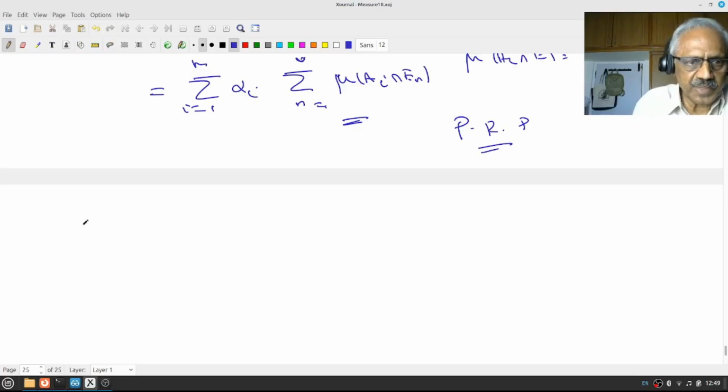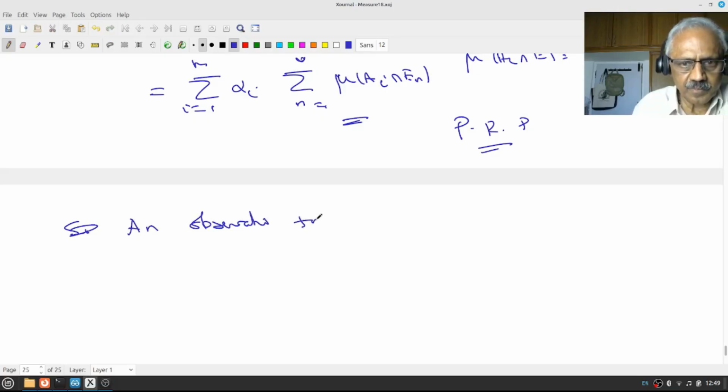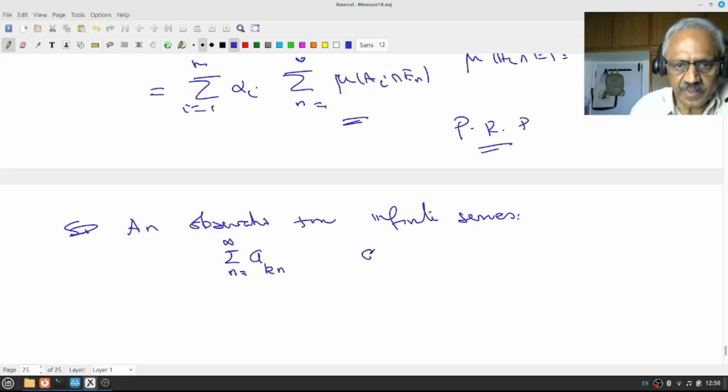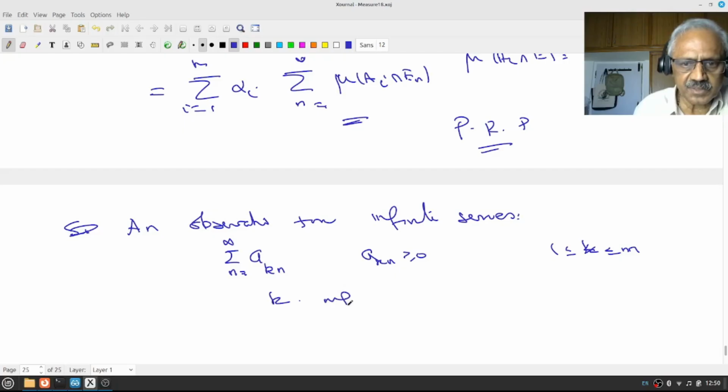Now comes a simple fact, an observation from the theory of infinite series. What is it? Suppose we have summation a_kn, n equal to 1 to infinity, where the a_kn are all non-negative, and k runs from 1 to m. So there are m infinite series of non-negative terms.